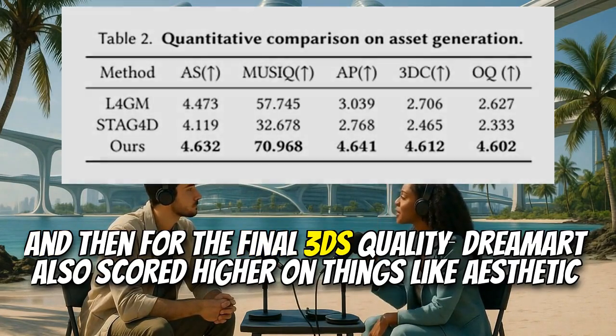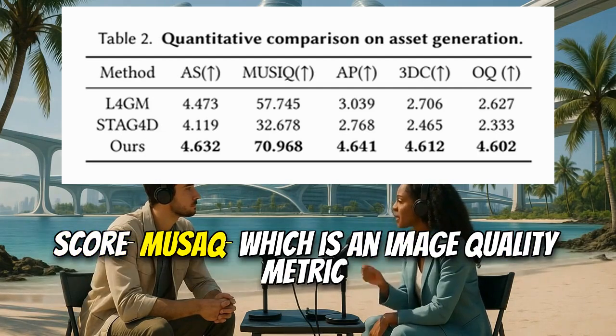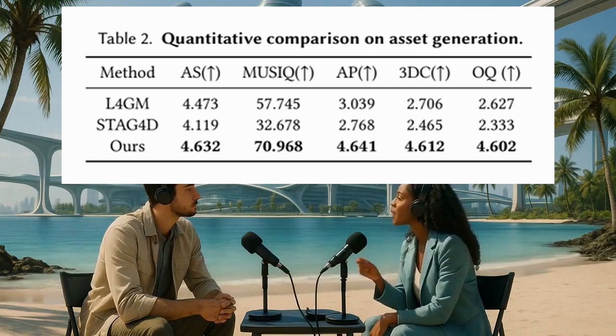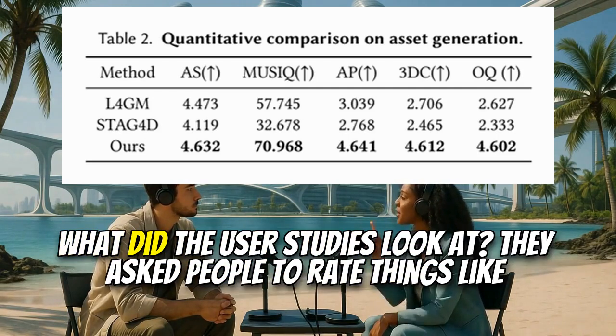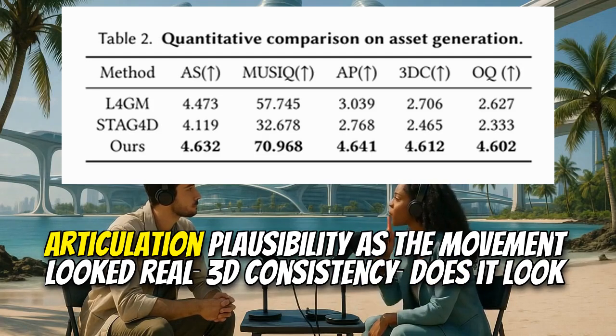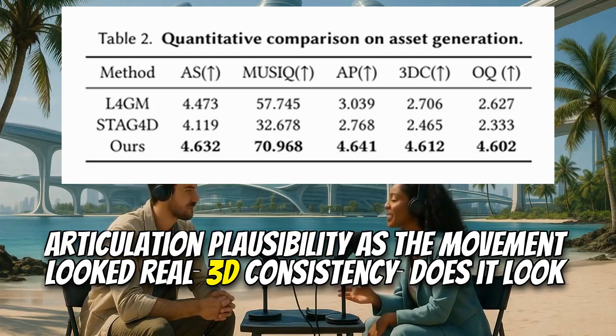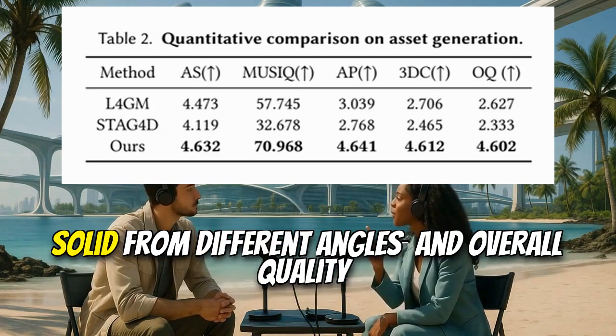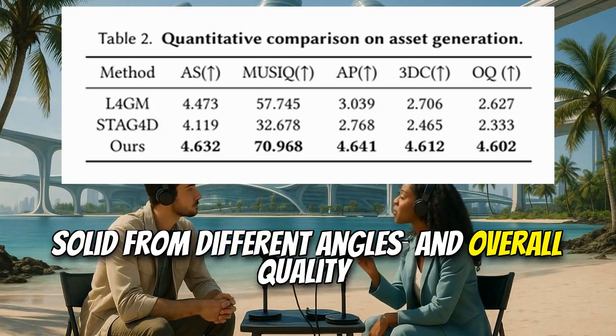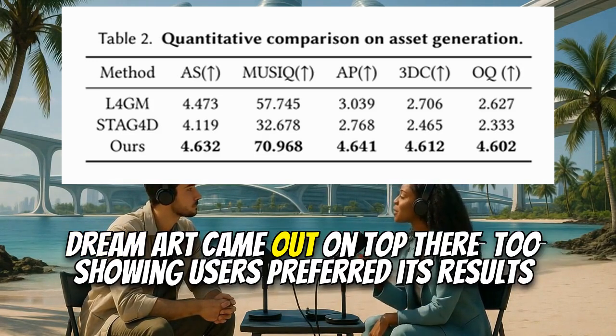And then for the final 3D asset quality, DreamArt also scored higher on things like aesthetic score, MUSIQ, which is an image quality metric, and importantly, in user studies. What did the user studies look at? They asked people to rate things like articulation plausibility, does the movement look real? 3D consistency, does it look solid from different angles? And overall quality. DreamArt came out on top there too, showing users preferred its results.